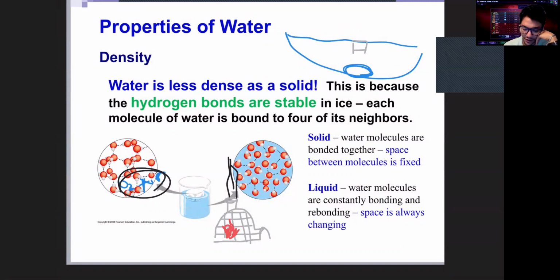All right, so let's go ahead and read the slide. Water molecules are bonded together in a solid. The space between molecules is fixed. So because it's fixed, you have a fixed amount of place you can put oxygen and stuff like that. Liquid molecules are constantly bonding and rebonding. Space is always changing, so it doesn't hold that space in between there.